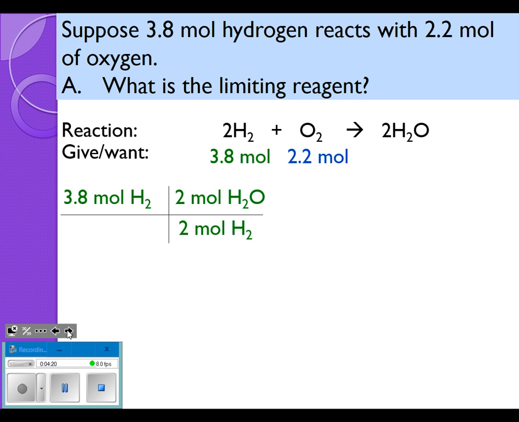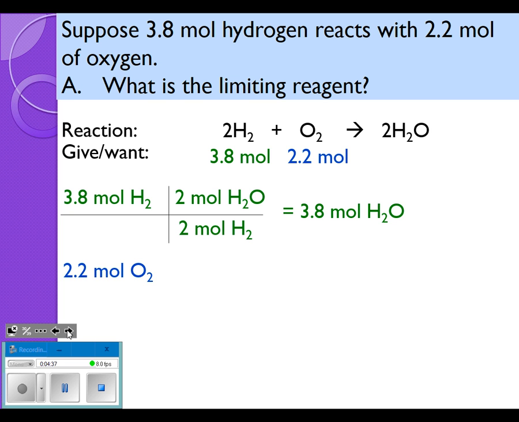Okay, remember the 2 comes from the coefficients. So then I multiply and divide, and that means I can make 3.8 moles of water. Well, I need to also look at the oxygen. How much water does the oxygen that I have make? So I'm going to do that one too.